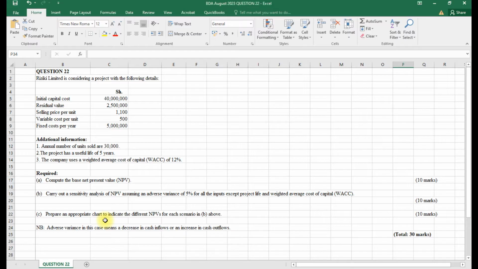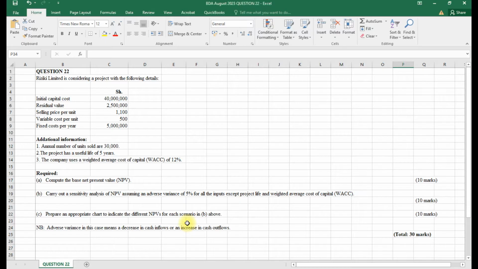Prepare an appropriate chart to indicate the different NPV for each scenario in B above. So an appropriate chart that will be used to indicate each scenario. It was a question that was carrying 30 marks.